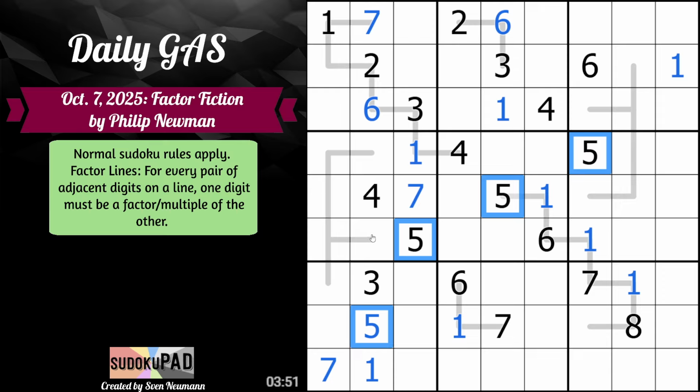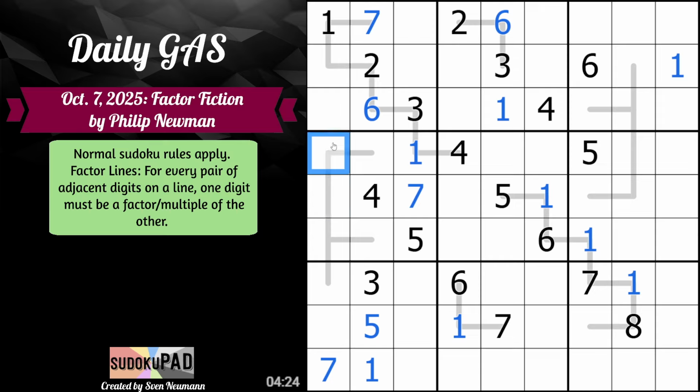Then 8 and 9 is kind of interesting. 9, the only option is 3, right? And 3 has 9 and 6 as options. So 9 is quite restrictive because, well, maybe not, because if I place 9 here, then this would be 3, this would just be 9, this would be 6.